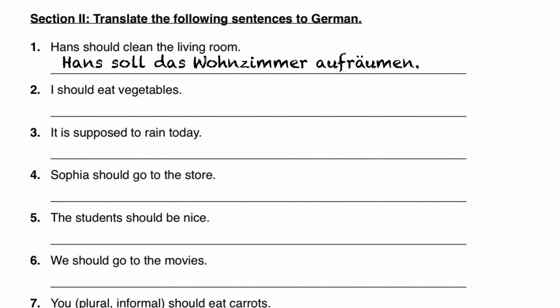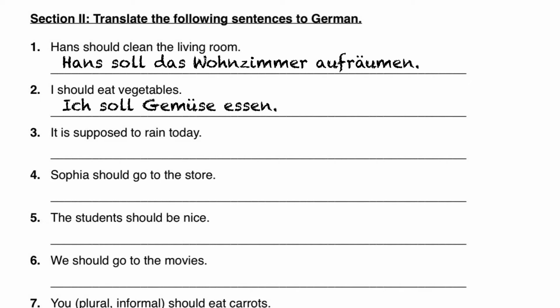Number 2, I should eat vegetables. We start off with the idea that I is ich in German. Then we have the conjugation of sollen to go with I, which would be soll. And then eat has to be shoved to the end of the sentence as the infinitive form, which would be the verb essen. And then vegetables in German, which is Gemüse, goes in between the modal auxiliary and the infinitive at the end of the sentence. Ich soll Gemüse essen. I should eat vegetables.